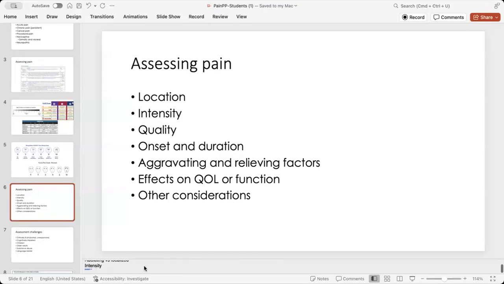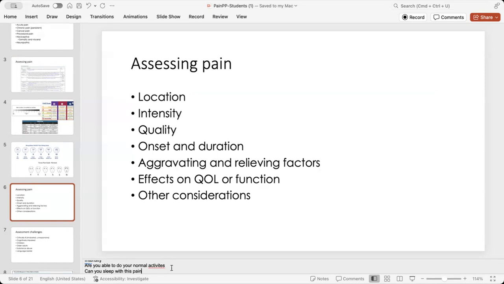Onset, we talked about, right? When did it start? Is it all the time? Is it intermittent? Does it come and go? What makes it better? What makes it worse? What about any effects on quality of life or function? What might you ask there? How does it affect you? Are you able to do normal activities? Right? Are you able to sleep? Is it bothering you at work or when you sleep? Right? Good. Acceptable level of pain you talked about, right?